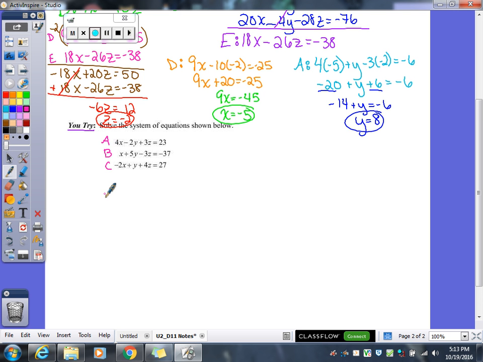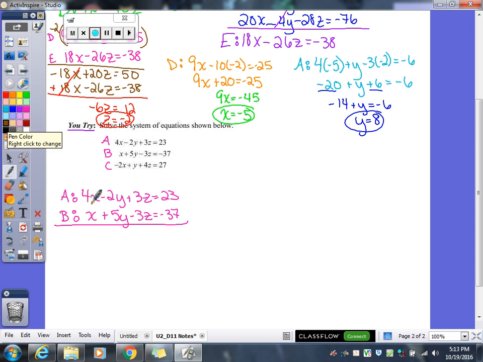So again, we're going to label A, B, C. I'm going to start with A and B. I chose A and B because I see that my z's will eliminate very quickly. So when I add those together, 4x plus 1x, negative 2y plus 5y, z's are gone. That gives me negative 14. There's my equation D.